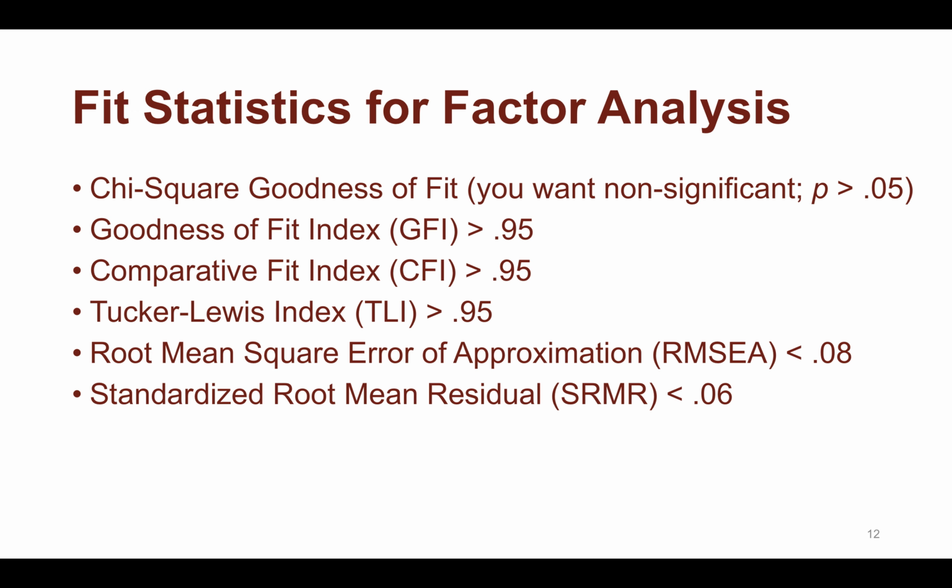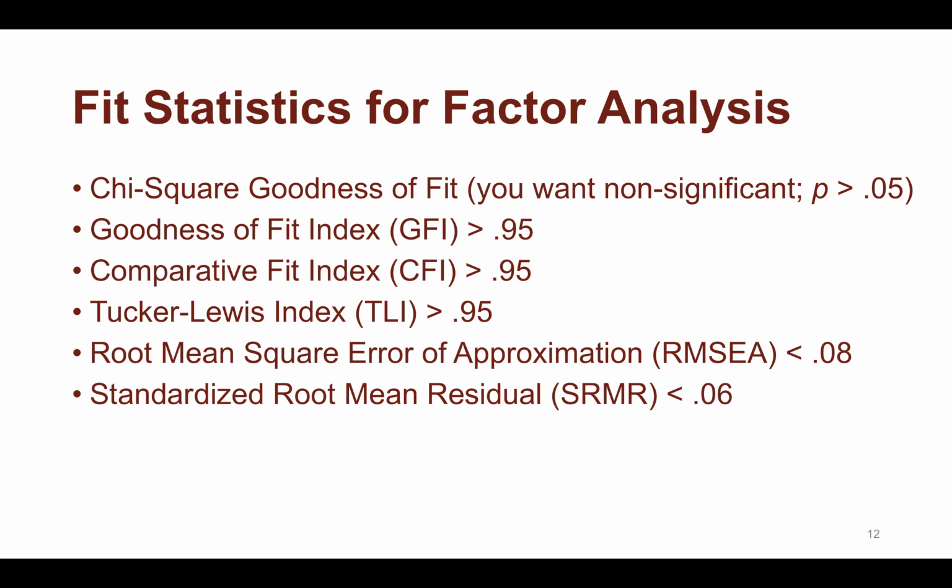And some of those are listed here on the screen. So the chi-square goodness of fit is a hypothesis test, and you want it to be non-significant. So you want p to be greater than 0.05. We'll talk more about hypothesis testing later in the course, so if you don't understand this idea right now, don't worry too much. These different indices that you see here, the GFI, CFI, and TLI, you want to be as close to 1 as possible, so greater than 0.95 ideally.